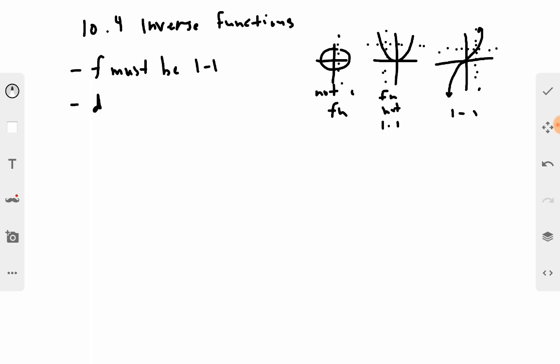Okay, and then we also remember that the domain of f is equal to the range of f inverse, and vice versa. So that's basically saying that the x and y values switch. So the domain of f is the range of f inverse. The domain of f inverse is the range of f.